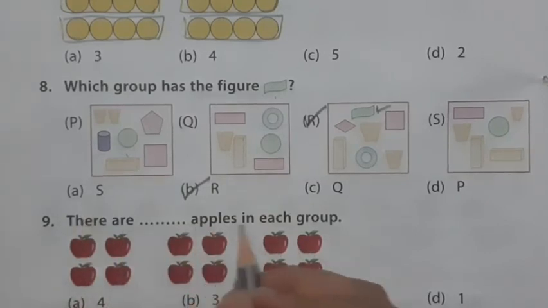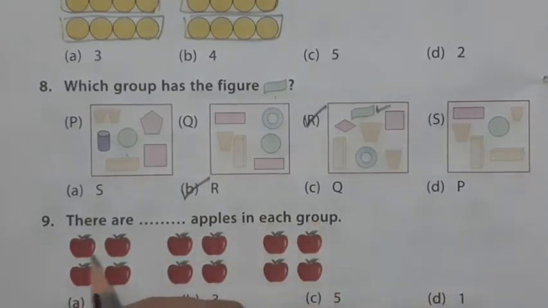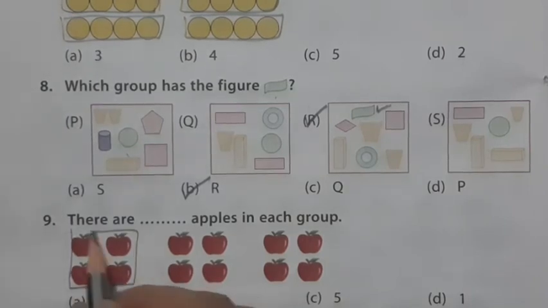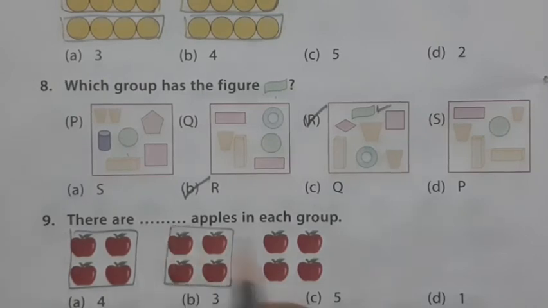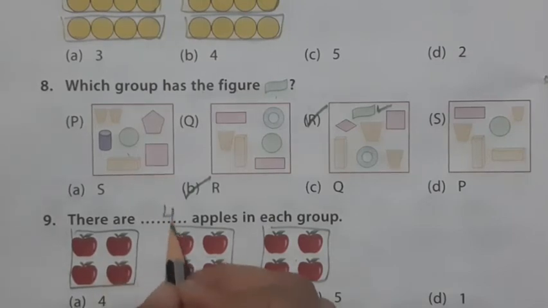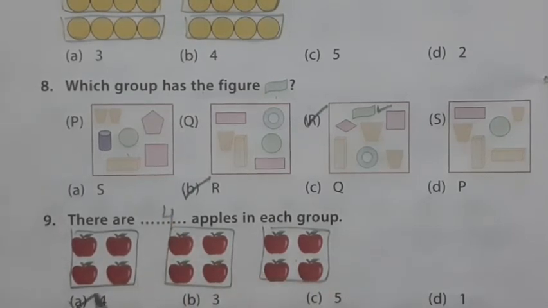There are dash apples in each group. 1, 2, 3. Here are 3 groups and each group has 4 apples. Our answer is A.